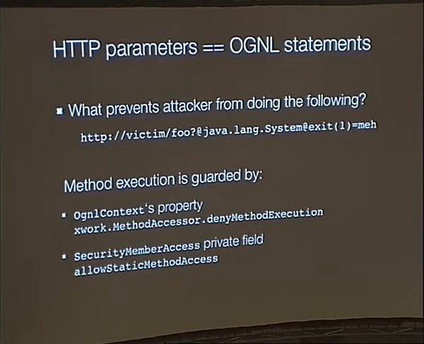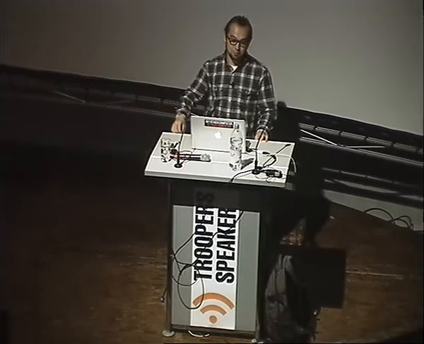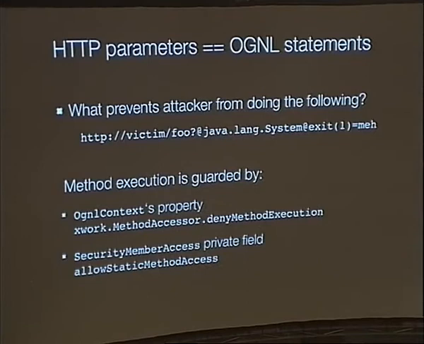And another thing: if you want to access static methods, such as Java System.exit, or more interestingly, Runtime.exec, which allows you to execute operating system commands, since obtaining the runtime requires a static method, there is another private field called allow static method access, which is also set to false, right? So these are the two things that actually control the execution of methods.